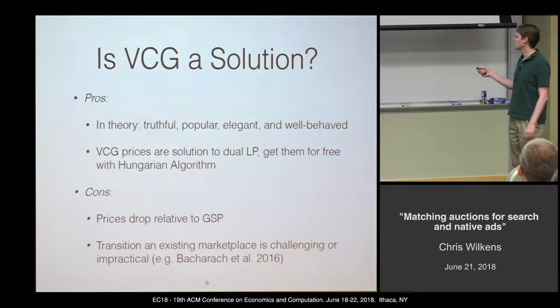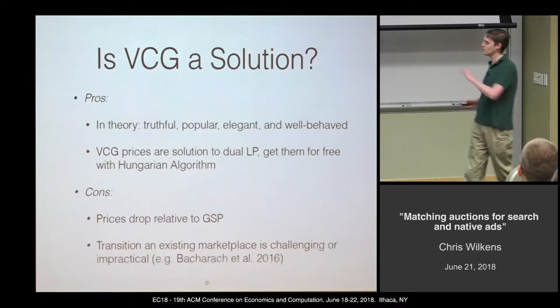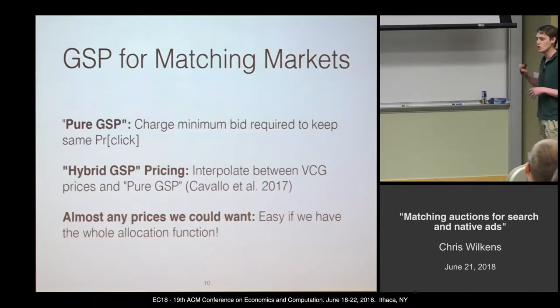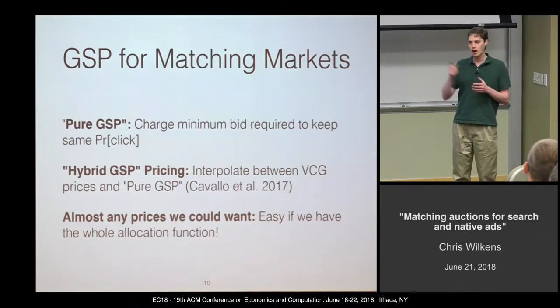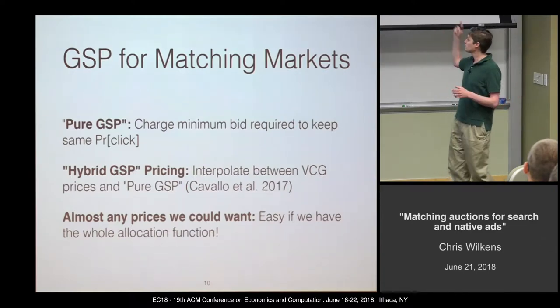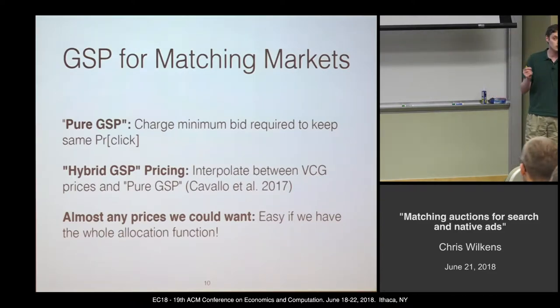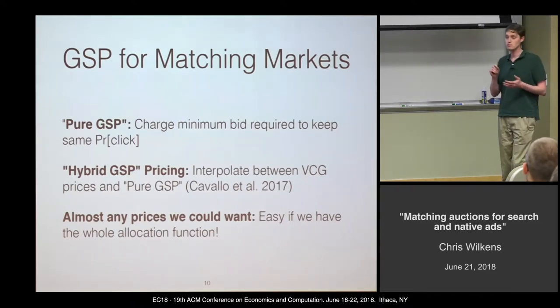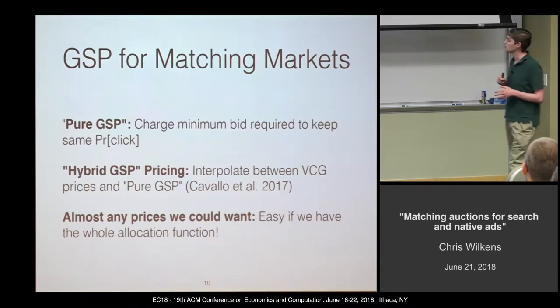Okay. There's an interesting paper by Bachrach et al. that looks at how you might transition them. But that's not what we're going to do here. So GSP. How do we do GSP? What are GSP prices? I offered this idea: what is the minimum bid required to keep your slot? One way to generalize that is to say, what is the minimum bid required to keep the same click probability? So I'll call that pure GSP.